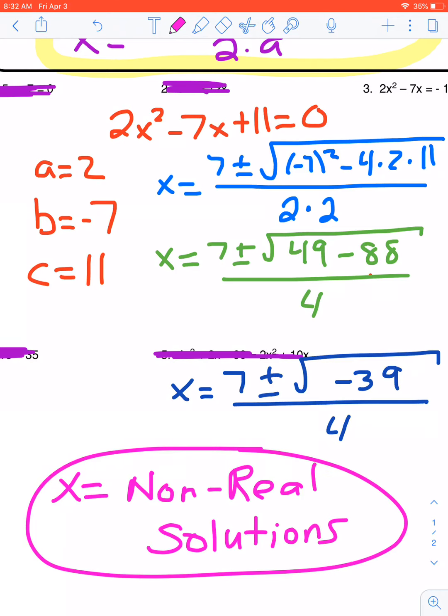So again, once you simplify everything down and you make sure you did your math right, because there's not going to be a whole worksheet of these, if there's a negative under the square root, no matter if it's negative 16 and you know you can take the square root of 16, a negative under the square root is going to be non-real solutions, and that's going to be your answer.